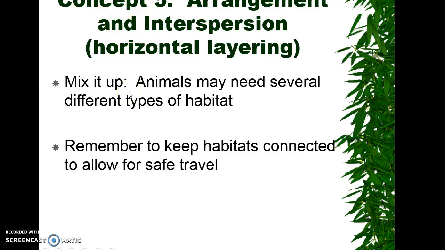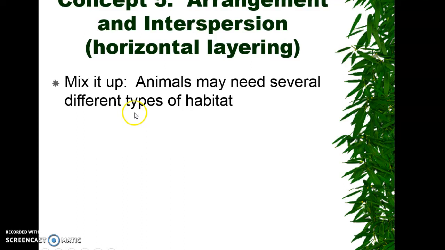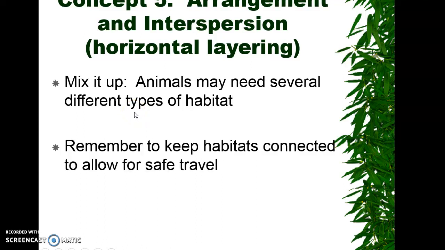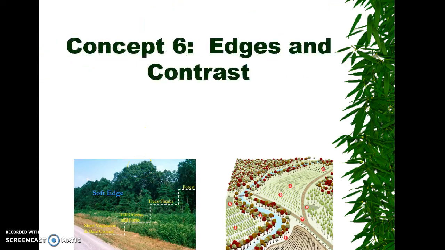So concept 5, arrangement and interspersion, which is horizontal layering, and I apologize that that's cut off a little bit too. I can't get this screencast to cover my entire screen, but that should say concept 5, arrangement and interspersion. So here we're saying animals may need several different types of habitat in one area. And so we do need to think about connectivity as they go to and from these different types of habitat. And this is where this idea of edge comes into play.